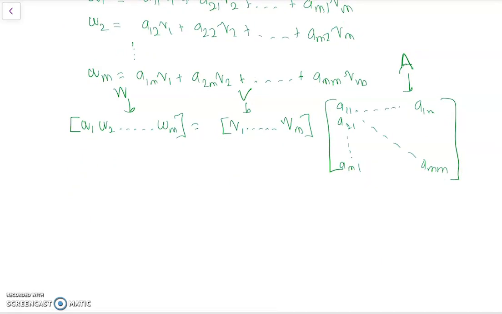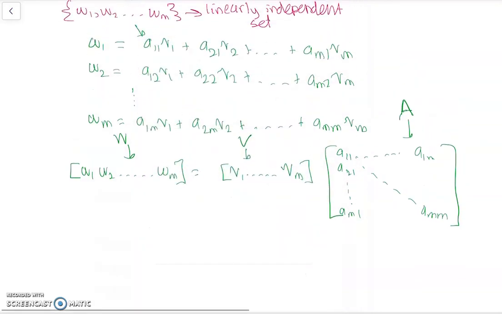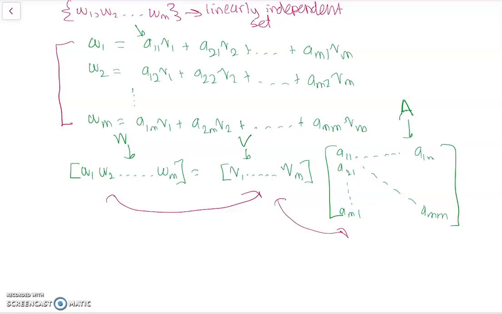I've got an M times M matrix A, and just to confirm, these linear combinations can be expressed using this matrix equality because, for example, the first equation is represented by the W1 corresponding to the A11 V1 and A21 V2 up to AM1 VM. Now what I'll prove is that matrix A is invertible. It's M times M, so I'll prove matrix A is invertible.